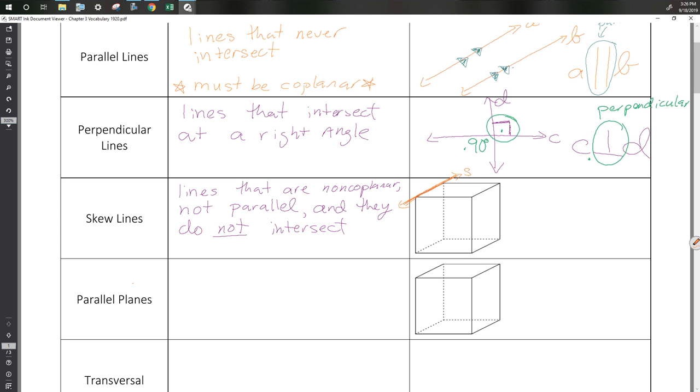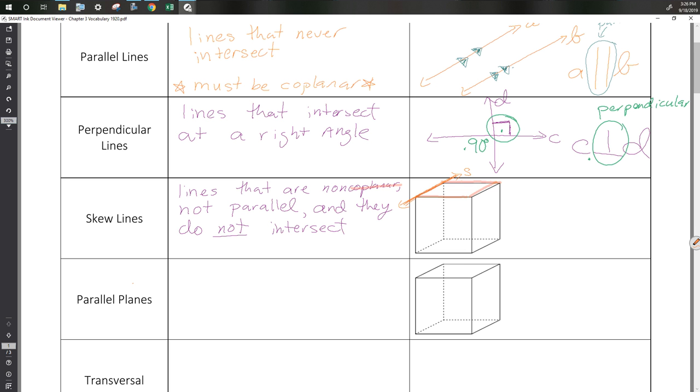For example, our other line that we're going to draw has to be non-coplanar. So I'm going to figure out what all of the coplanar segments would be with line S so that I know I can't use those. S is part of the top plane of this cube, so this segment and this segment are all coplanar with line S. So I cannot choose those segments as my skew line.